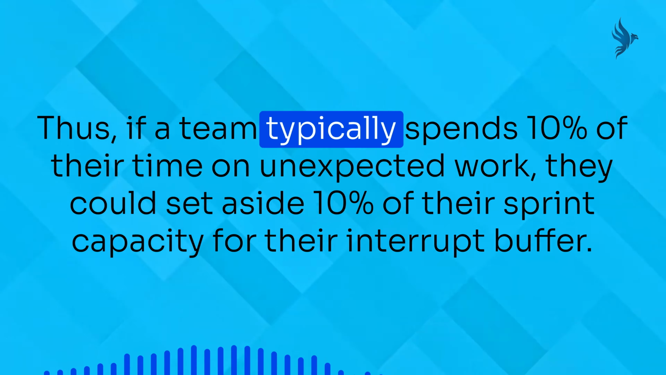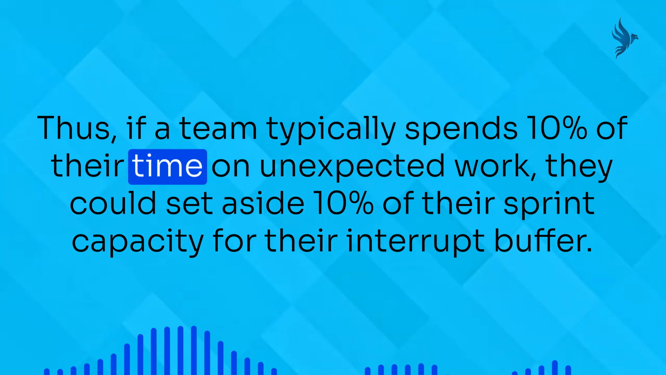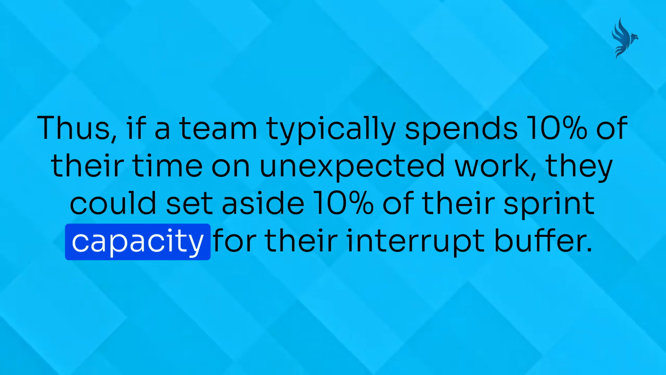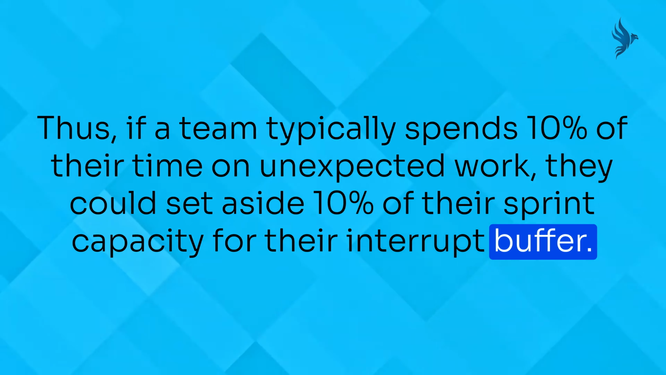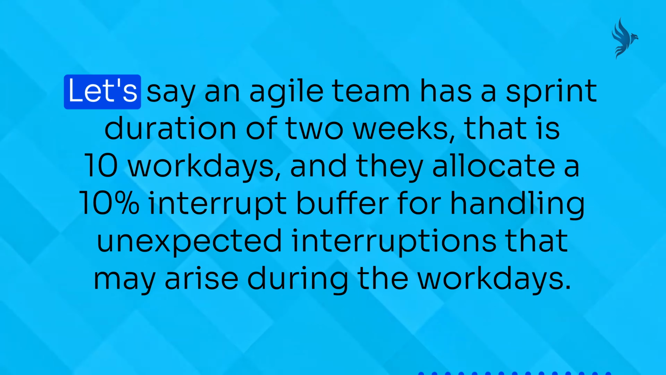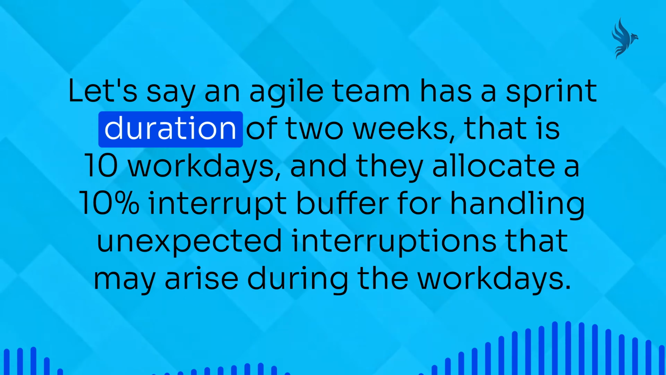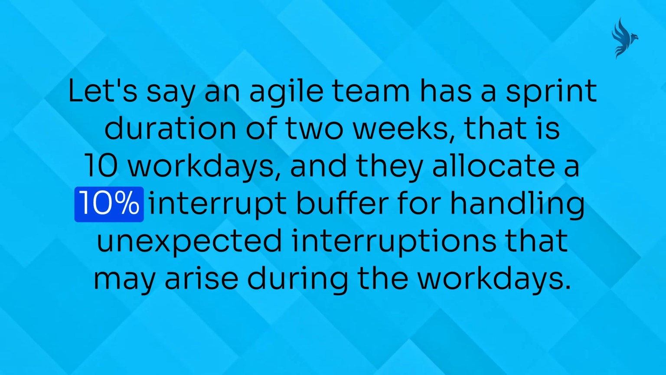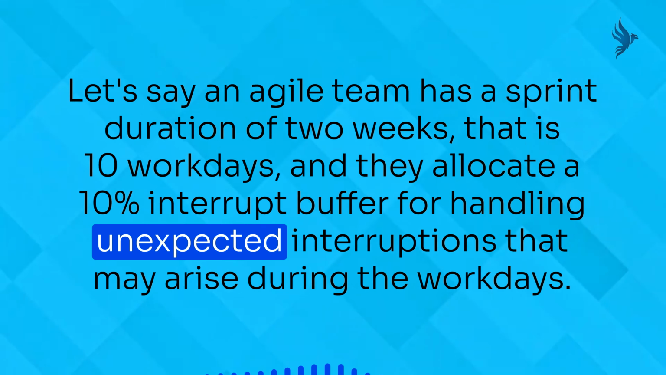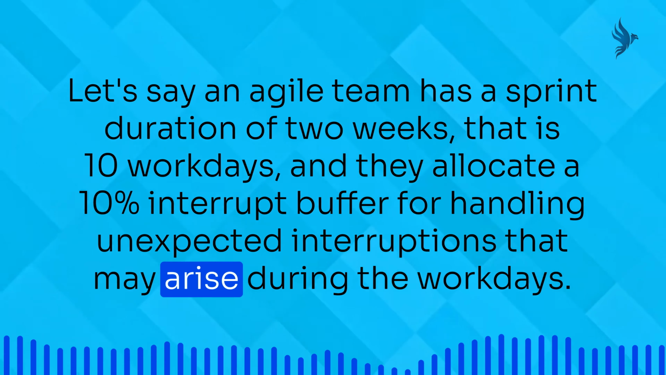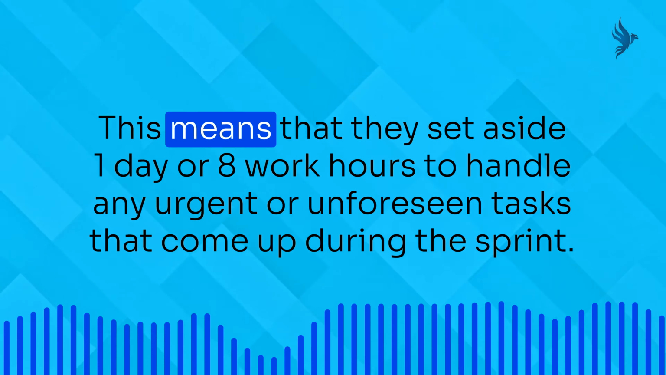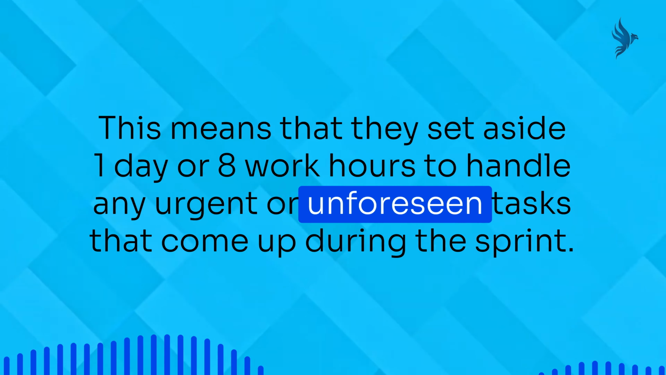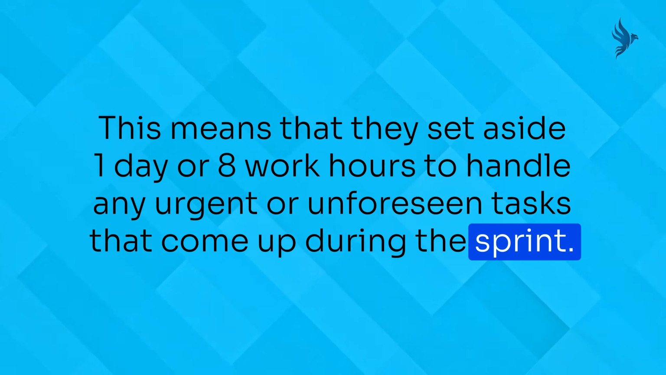Thus, if a team typically spends 10% of their time on unexpected work, they could set aside 10% of their sprint capacity for their interrupt buffer. How does it work? Let's say an agile team has a sprint duration of 2 weeks, that is 10 work days, and they allocate the 10% interrupt buffer for handling unexpected interruptions that may arise during the work days. This means that they set aside 1 day or 8 work hours to handle any urgent or unforeseen tasks that come up during the sprint.